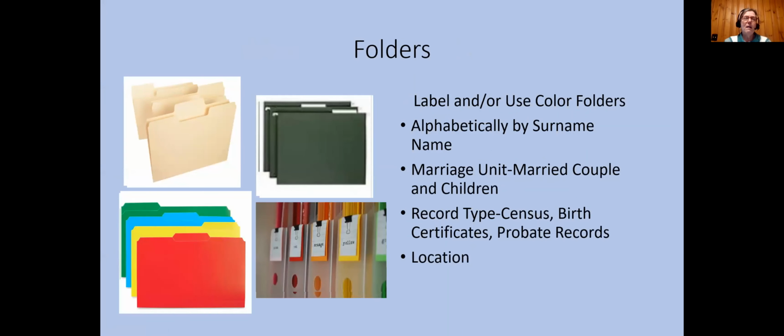Okay, so for paper files, one system to use is folders. We've got your usual manila folders, which you can then label. Labeling can be alphabetically by surname. You can label each folder with a different surname. Some genealogists use a marriage unit, a married couple and their children. Some people do it by record type: census, the birth records, birth certificates, or for example, probate records.